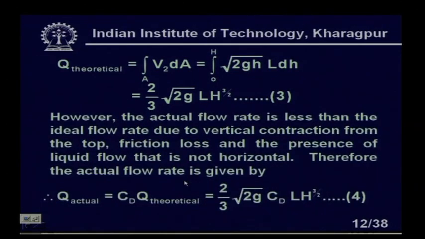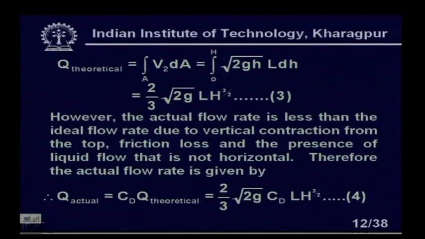Now, as happens in all flow meters, every time we have to multiply by a flow coefficient, sometimes called the discharge coefficient. It is very difficult to find theoretically the value of the discharge coefficient. The best thing is to find it experimentally with some standard flow meters, right. However, as with any other flow meter, the actual flow rate is less than the ideal flow rate due to the vertical contraction from the top, the friction loss, and the presence of liquid flow that is not horizontal. Therefore, the actual flow rate is given by.